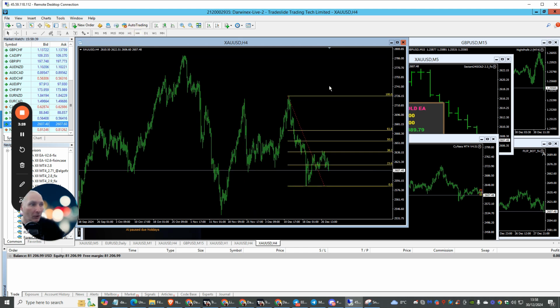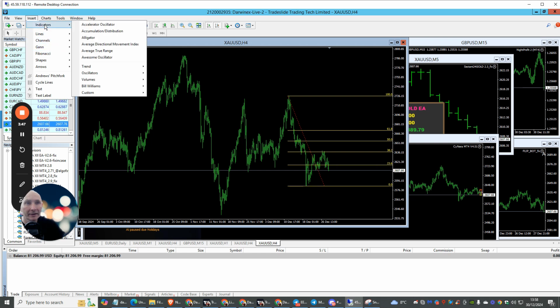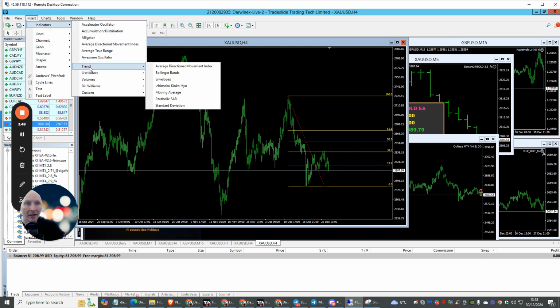So if we go to the 4 hourly chart, you can see that my fib is here, okay, and it's still showing me exactly where the known points of resistance will go in. Now, I like to work on a 4-hour chart because it's less risky, okay. So the next step we're going to do is go to insert. We're going to come down to indicators, and then move to trend, and then move across to moving average.